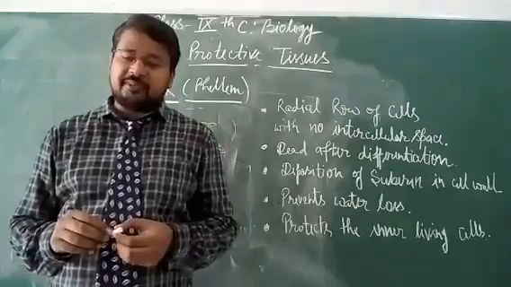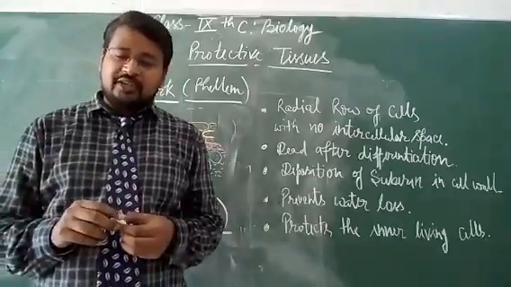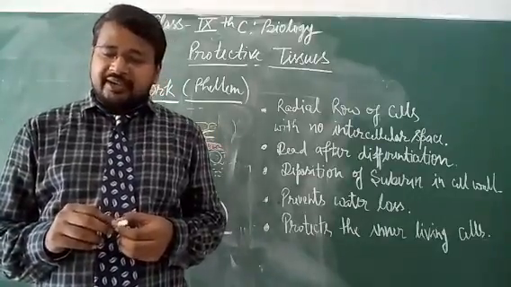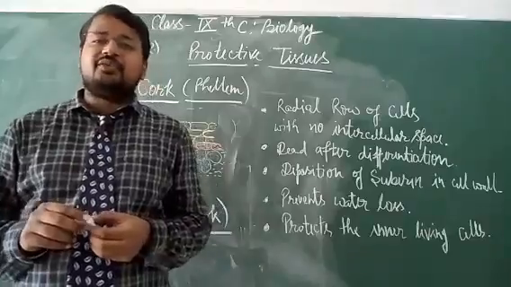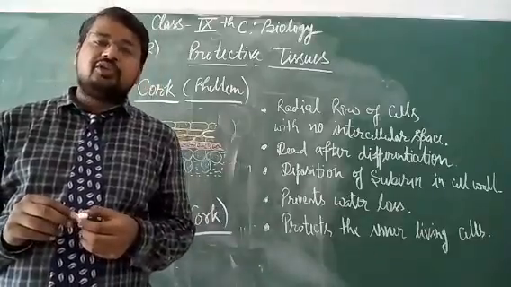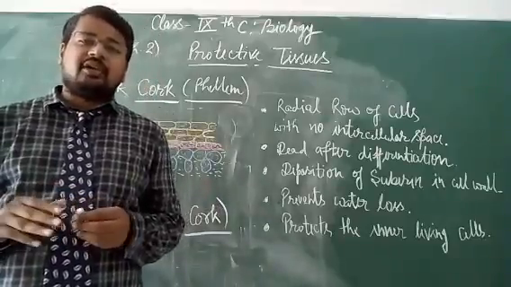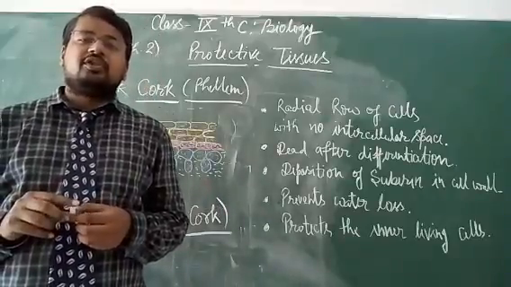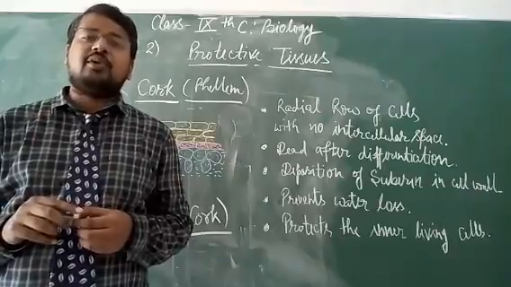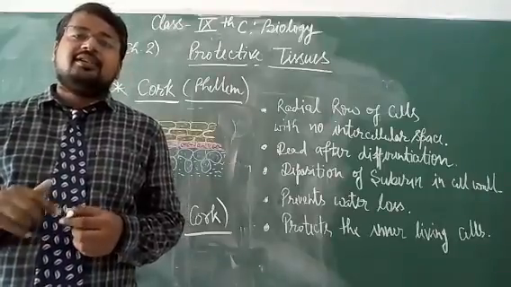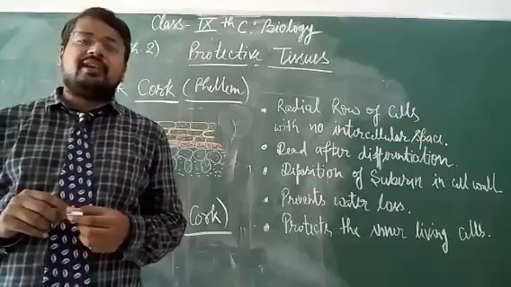The last point mentioned in your book is that onion bulbs are protected and provided with this waterproof quality due to deposition of suberin. Suberin is the chemical that makes that outer covering impermeable. Water is not allowed to pass through that outer layer due to deposition of suberin.